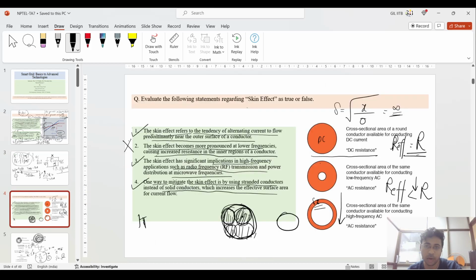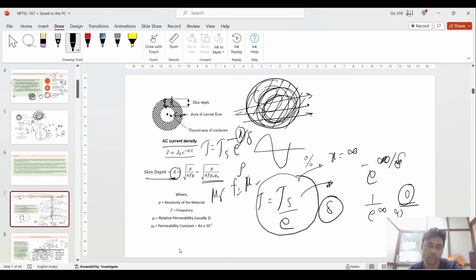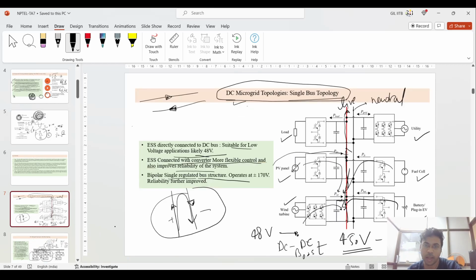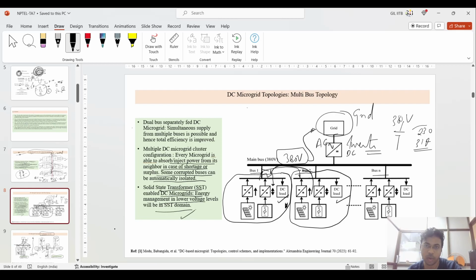Then we move forward to the skin effect. It is a prominent effect, and we studied how the skin effect changes with frequency, and what kind of topology we should adopt, single bus topology or multi-bus topology.